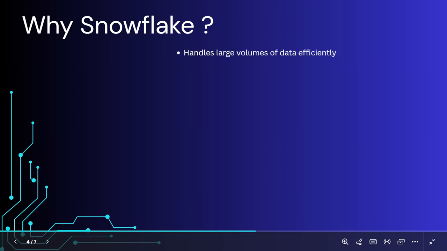The first point is that it handles large volumes of data efficiently. Snowflake is built to handle data at any scale, from a few gigabytes all the way to petabytes, without any slowdown in performance. The second point is high performance query processing. Even when you are running complex queries on a massive dataset, Snowflake processes them fast. The way it's designed internally is optimized for speed.